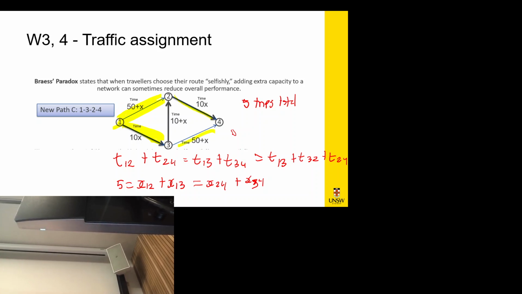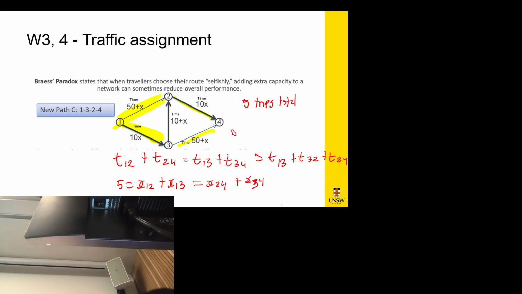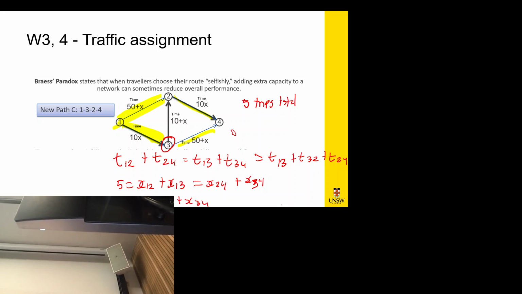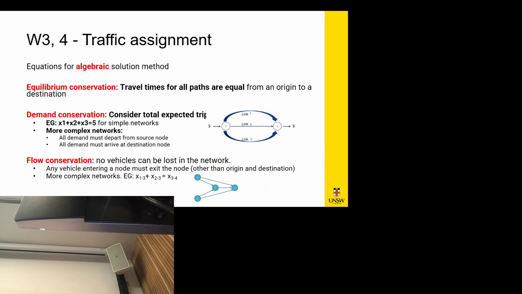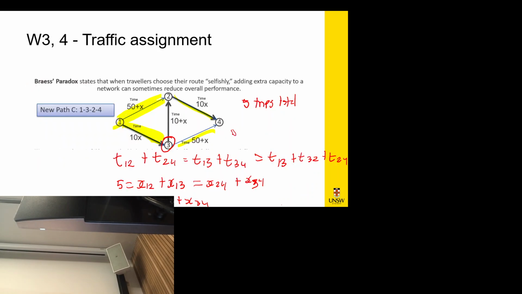And the third formulation is pretty simple. You need to find all the formulations to and from each node. So for an example, if we look at node number 3, x 1 to 3 is equal to x 3 to 2 plus x 3 to 4. That's just an example. So again, this fulfills equilibrium conservation, demand conservation, flow conservation.